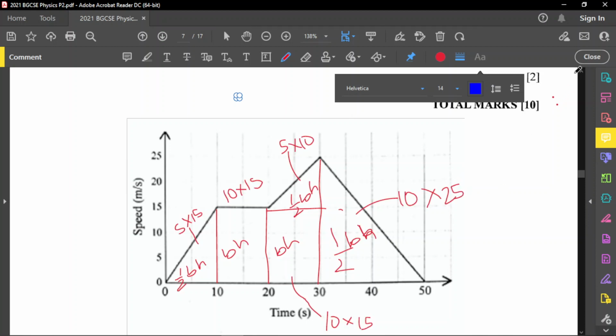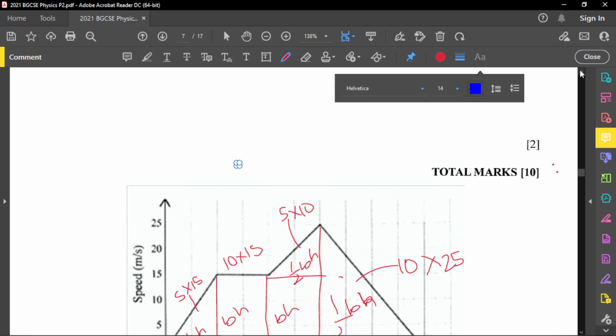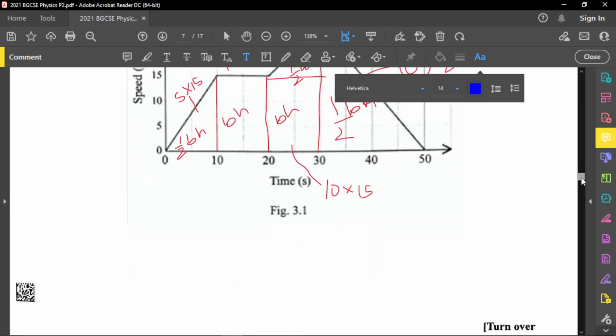So I'm just going to put the result values here. Let me just write them out real quick. All right, so the first one, 5 times 15, is going to be 75. So we're going to have 75 plus, and then we're going to have a 10 times 15. And 10 times 15 will be 150. And there's another 10 times 15.